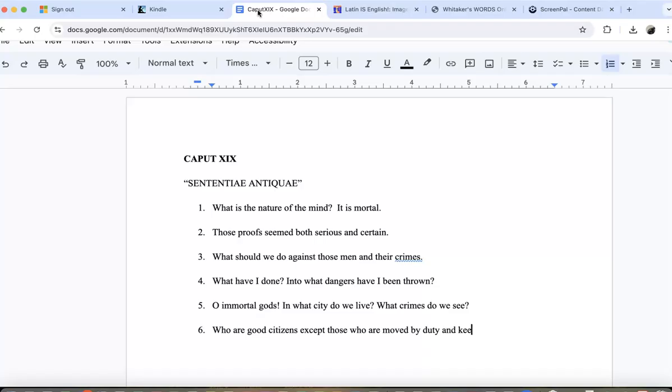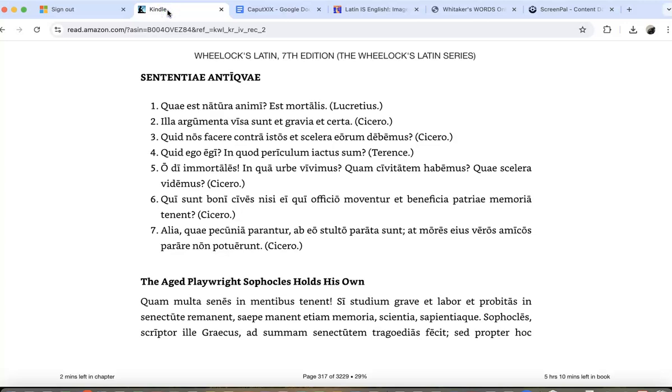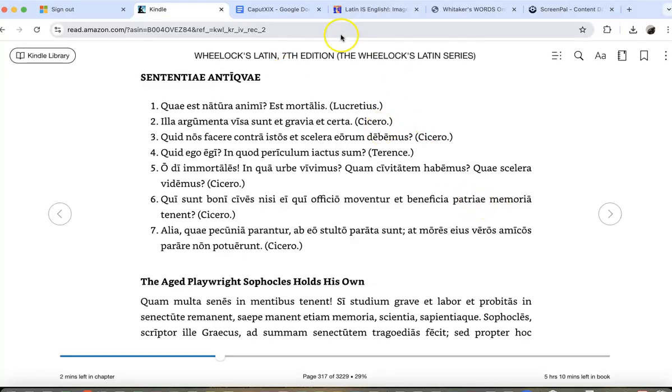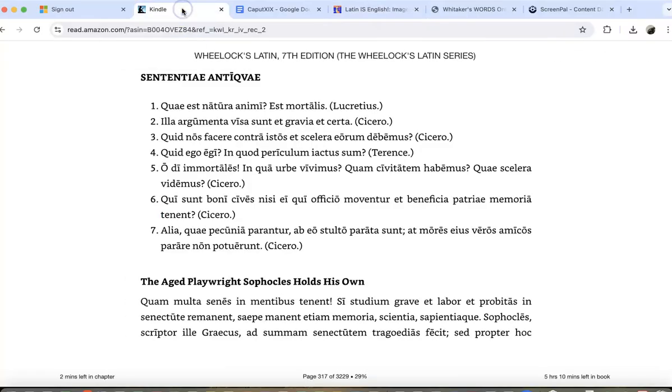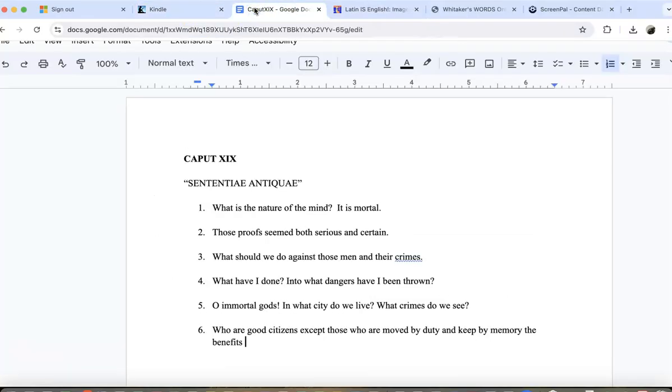And maybe keep instead of retain. We keep by memory the benefits. Could also mean good offices. Beneficium, as we'll see, is not tricky to translate, but oftentimes it just loses a little bit in its translation. And then patriae is first declension genitive singular, so we're going to say of the fatherland for that one. Who are good citizens except those who are moved by duty and keep by memory the benefits of the fatherland.